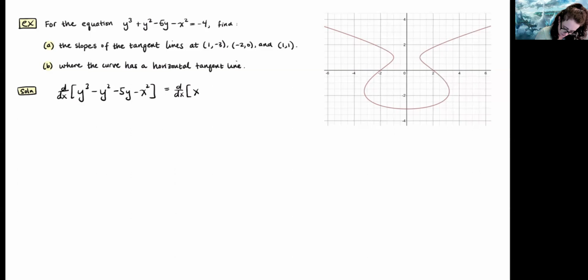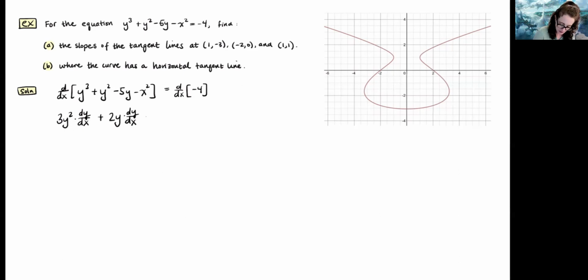Oops, I don't know where that came from. -4 is on the right-hand side, so there we go. All right, we have to remember that we should multiply by dy dx every time that we differentiate a term with a y. So on the left-hand side, we'll take the derivative of y cubed. That'll be 3y squared times dy dx. Then we'll subtract the derivative of y squared. Also, I don't know where that minus came from in the actual equation. It should be a plus. Sorry about that. So we'll add the derivative of y squared. So that'll be 2y, and then times dy dx, right? Because again, we differentiate a term with y.